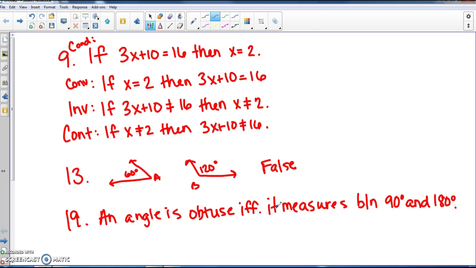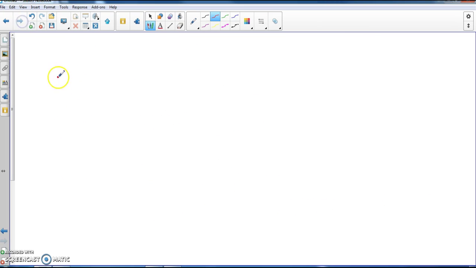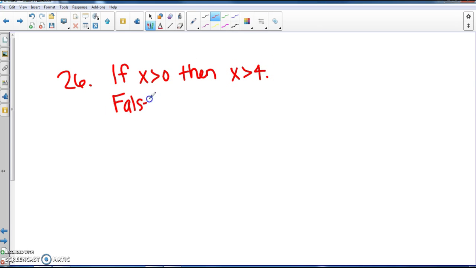It says, write the converse of each true statement for number 26. Tell whether the converse is true. If false, explain why. So on 26, they're saying if x is greater than 4, then x is greater than 0. So that's true. Any number you pick bigger than 4 will also be bigger than 0. Now the converse of that would be if x is greater than 0, then x is greater than 4. Now this is false because if you remember, you have to assume that the if part is true. So I'm picking some number that's greater than 0.